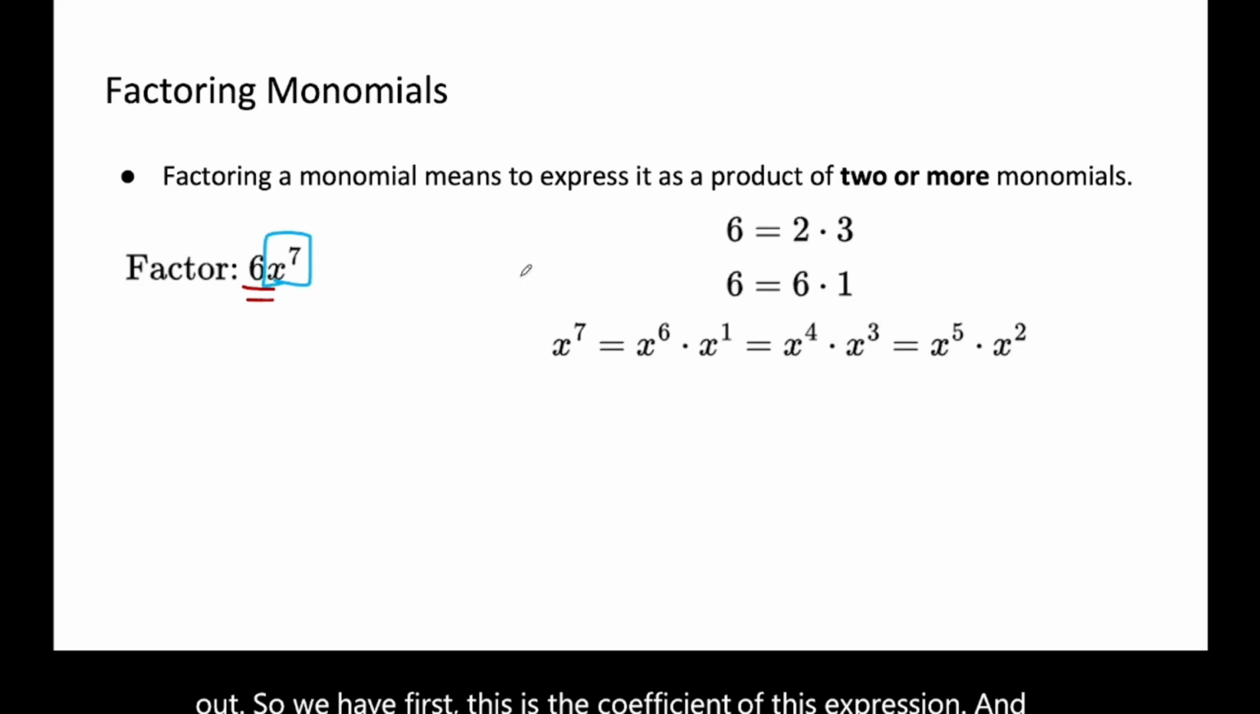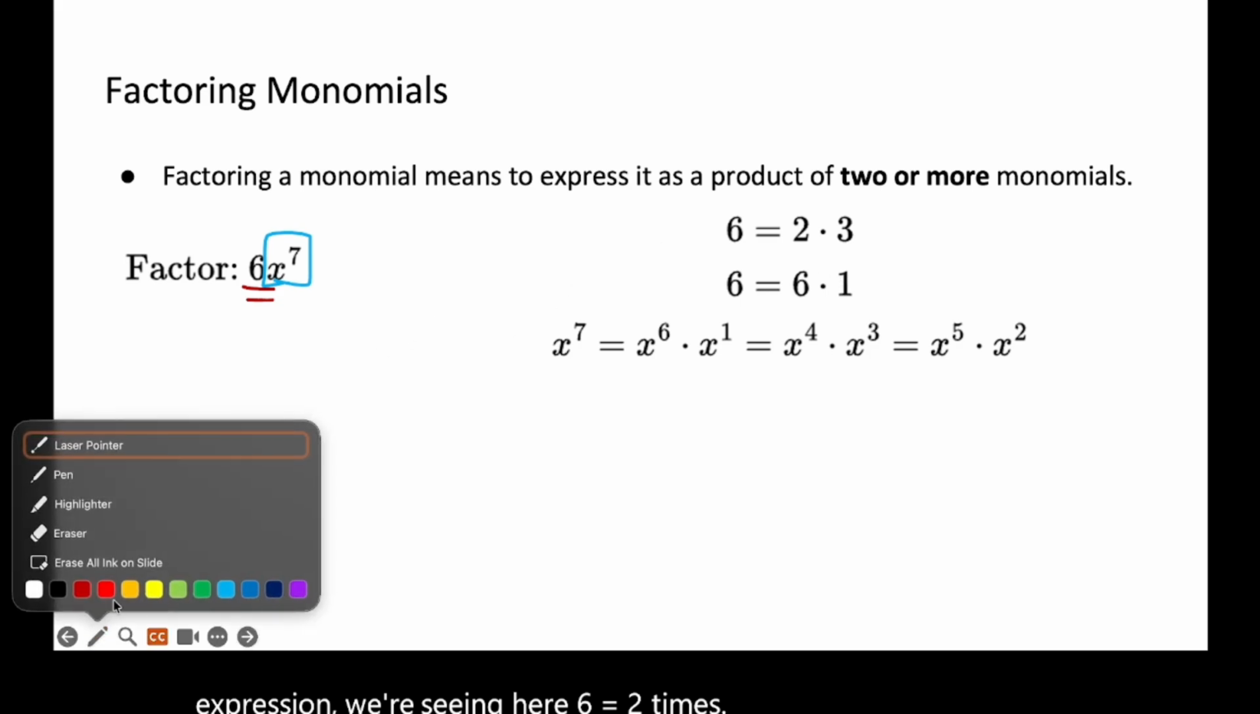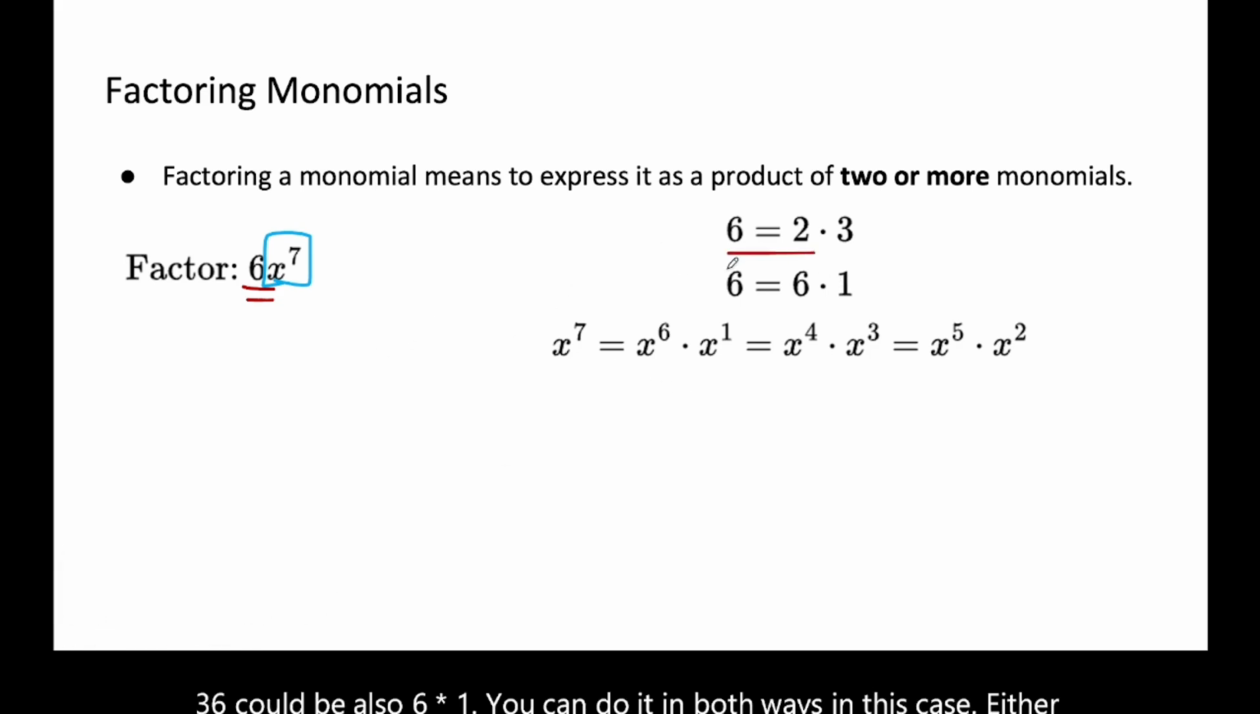So you can see here that we can distribute it like this. The x to the 7th, and remember, let's first talk about this part, the leading coefficient, or just the coefficient for this expression. We're seeing here 6 equals 2 times 3. 6 could also be 6 times 1. You can do it in both ways. In this case, either way works. So that's cool. And we're also seeing here x to the 7th.